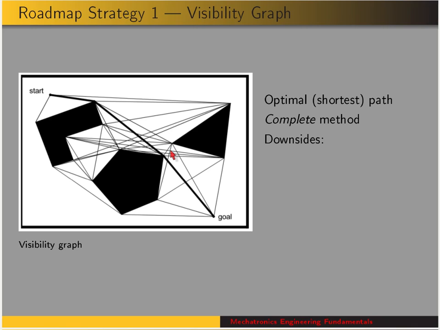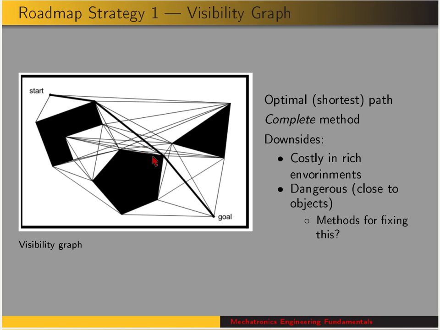Now, there are bad things and good things about all these different methods. For the visibility graph, the downsides are that it's costly in rich environments. By rich, meaning there are lots of objects with lots of vertices, so this can be an expensive algorithm. Not only do you have lots of connecting lines, but that means you have lots of things to search, lots of different possibilities to sift through for your optimal path.